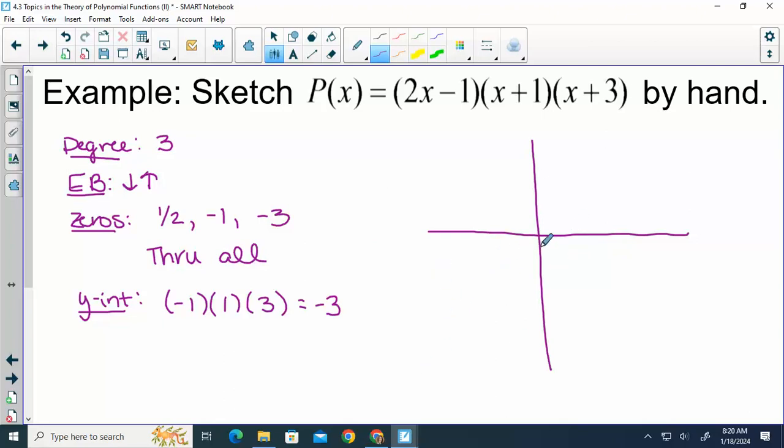All right, so we hit the x-axis at negative 3, negative 1, and positive 1. We hit the y-axis at negative 3. My end behavior is down up, so this end should start down here and it should end going up here.